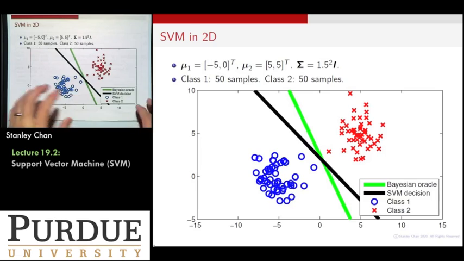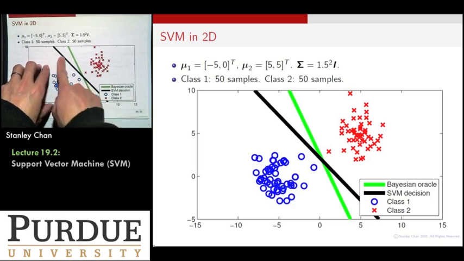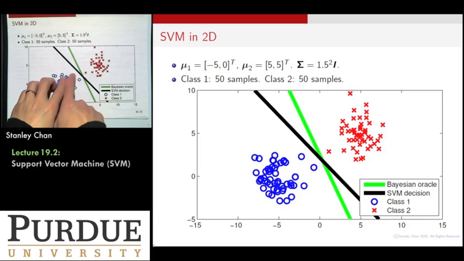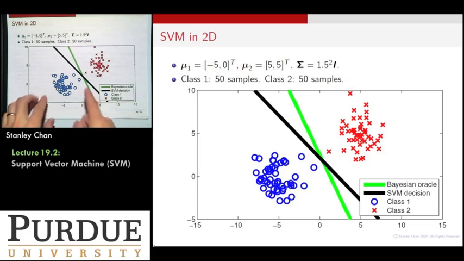Let me show you how it will look. This is a 2D plot of the support vector machine solution. This is the Bayesian oracle, and here is the support vector machine decision. Notice that they are different. My black line maximizes the margin. The objective function is just to maximize the margin. The green line says that I'm going to minimize the error probability. Which one is better? Well, it's hard to say because it really depends on what you want. If you want robustness, the black line is more robust. If you want lower error, the green line has lower error. Which one is better? It's up to you. You need to tell the program what you want out of it.